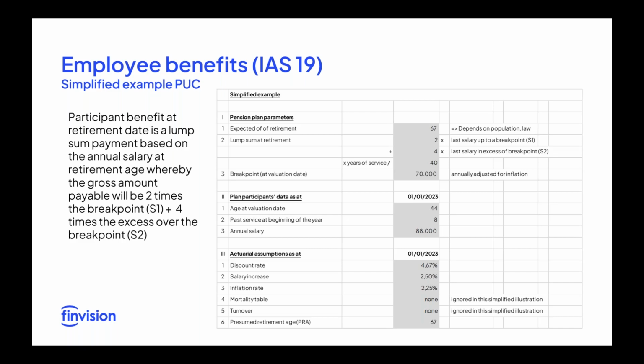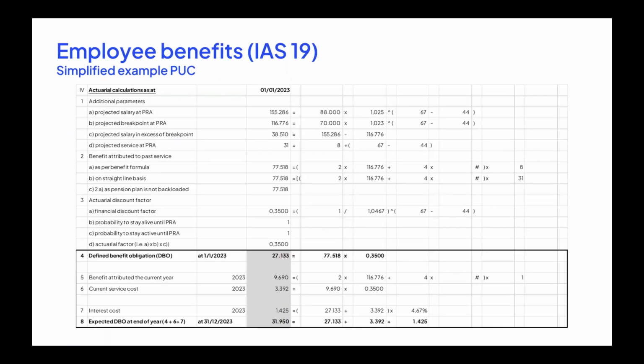In real plans, it can be totally different, so it's only an example. So we will calculate the projected breakpoint. The 70,000, I will multiply it. I already have a higher salary, so I can consider. Even today, I already meet it.